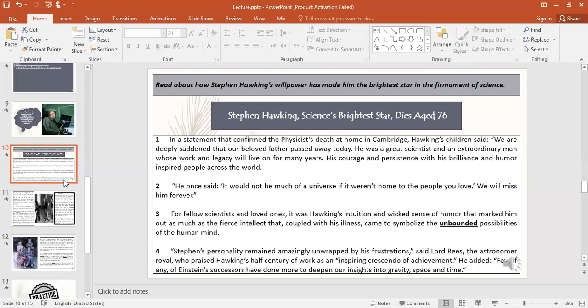Miss, can you repeat the question? What do we mean by unbounded? It's in paragraph 3. The paragraph is in front of you now. You can read the paragraph and find the meaning of unbounded using contextual clues.